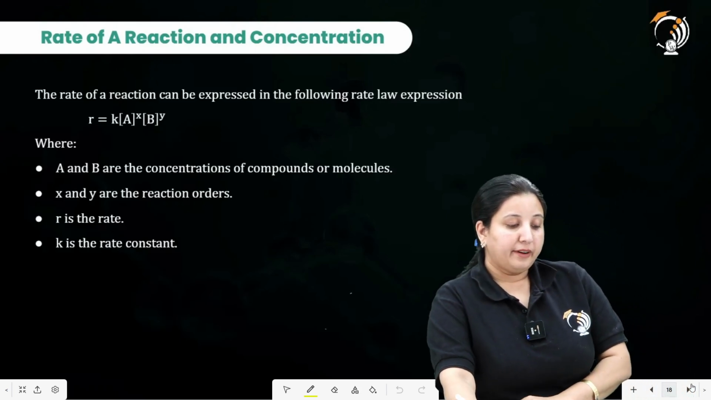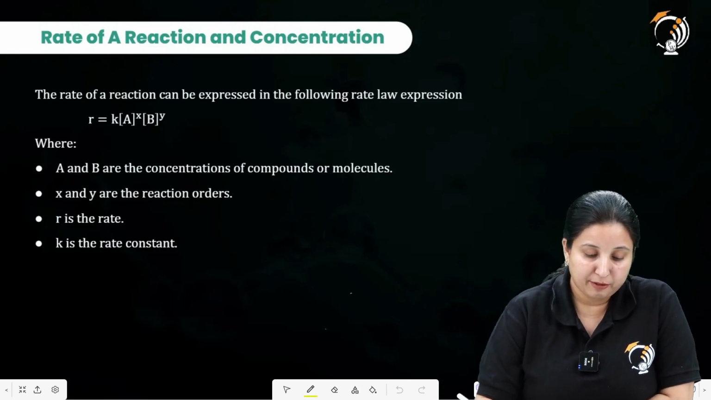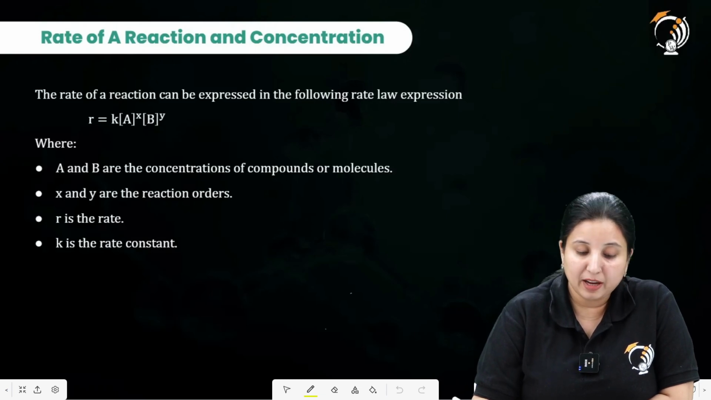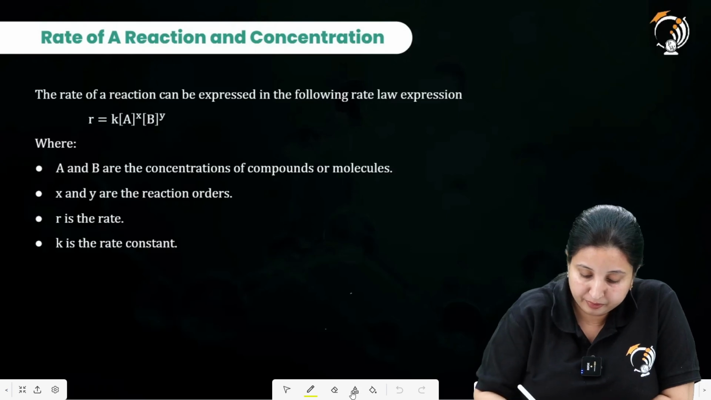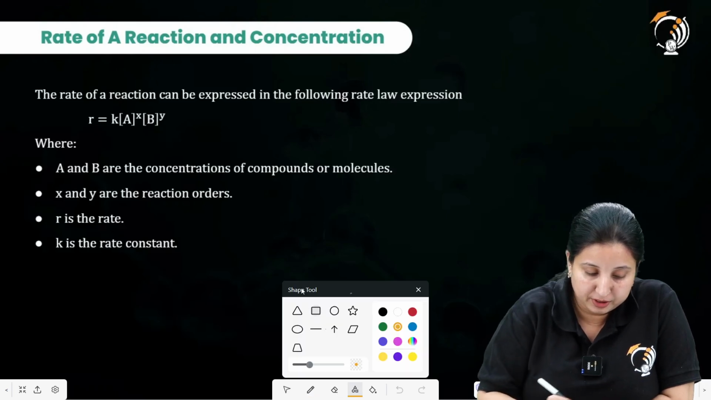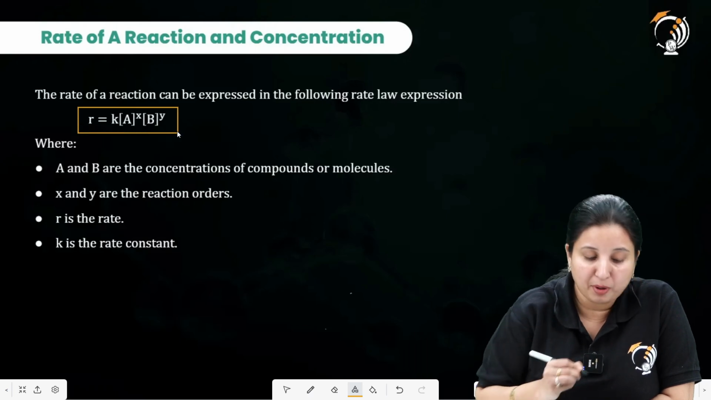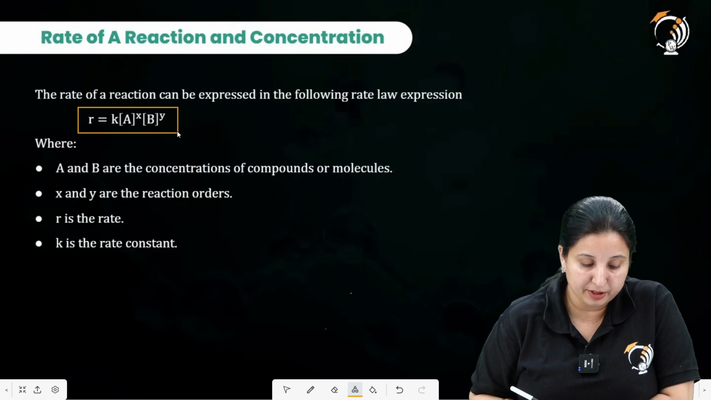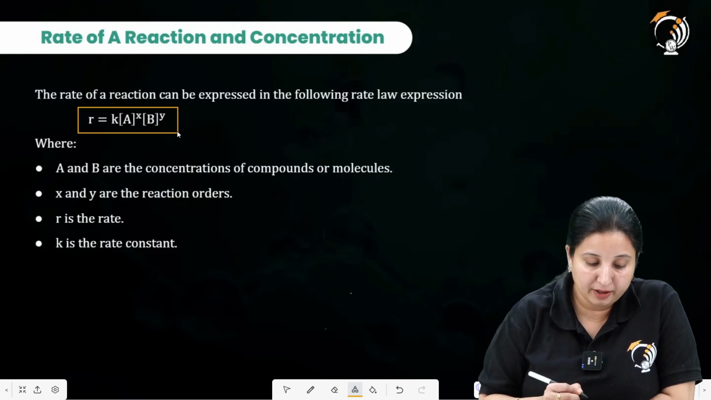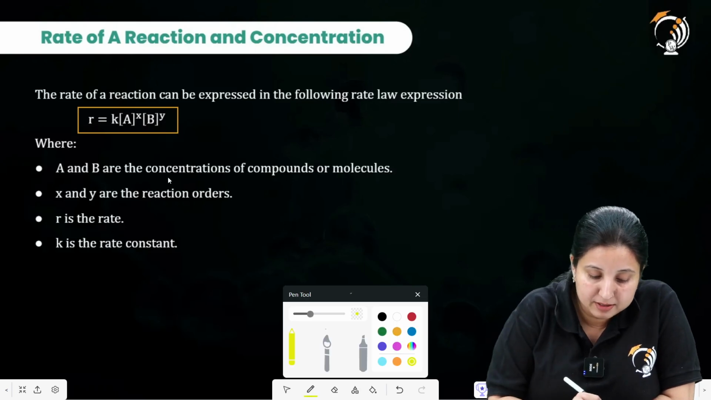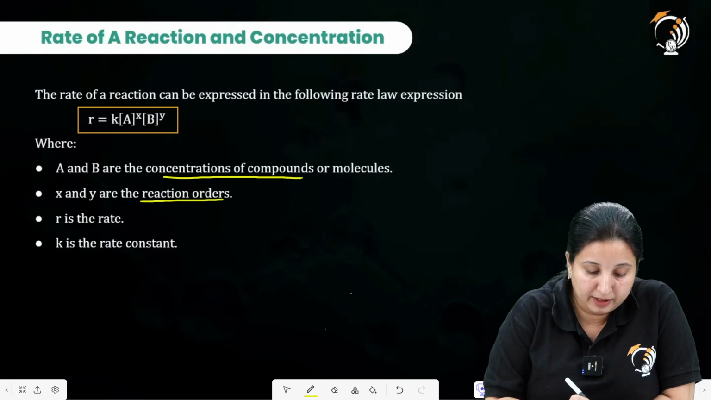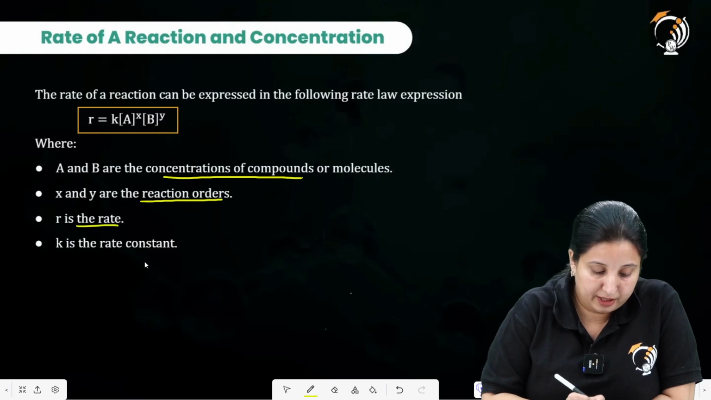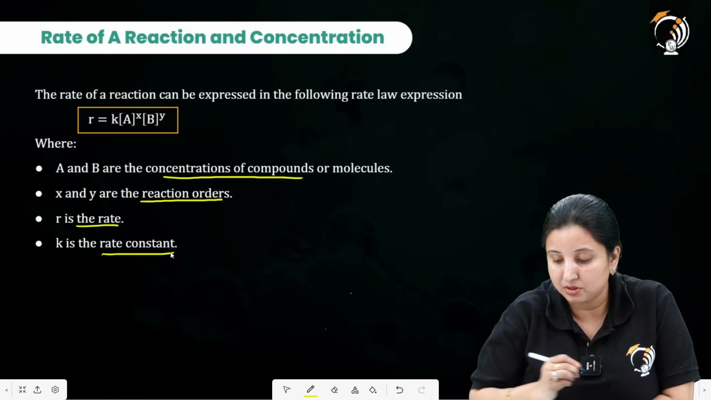So basically, the rate of reaction and concentration, if we look at the mathematical expression, we have the rate law expression, that is R is equal to K, concentration of A raised to the power X and concentration of B raised to the power Y. Now over here A and B are what? They are the concentrations of the compounds or the molecules. X and Y are the reaction orders, R is the rate and K is the rate constant over here.